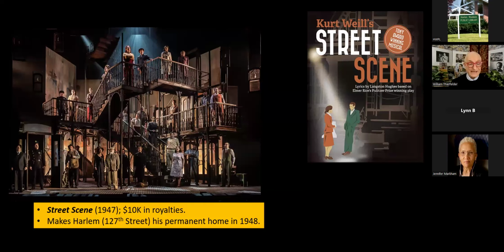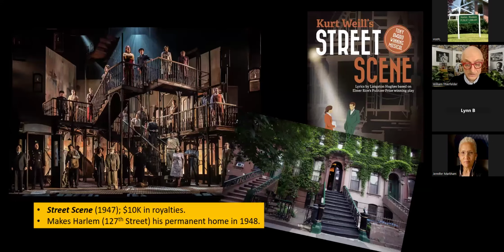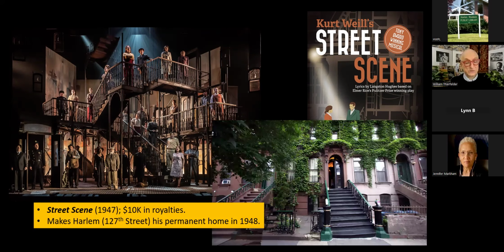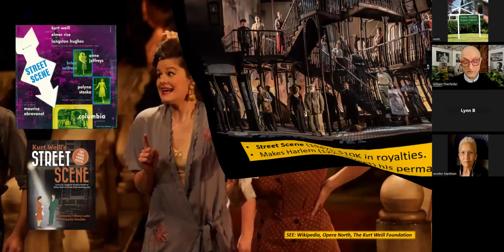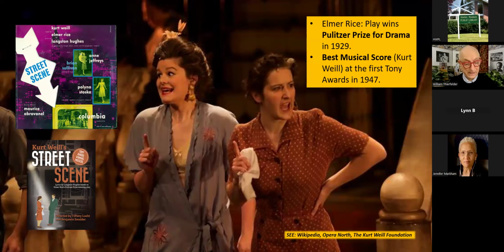By 1948, he had earned over $10,000 in royalties from that musical, a fortune in the post-war economy. And it was enough money to purchase a townhouse in Harlem on 127th Street that became his home for the rest of his life. And you can visit that home today. Now, the original play Street Scene won the Pulitzer Prize in 1929, and Hughes and Weill transformed it into the great success of the 1947 Broadway season.